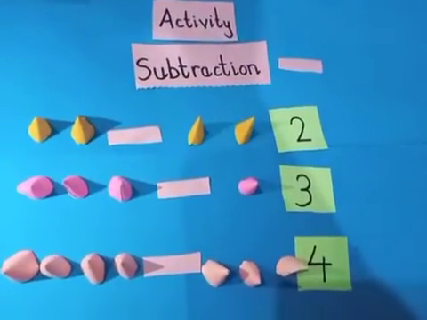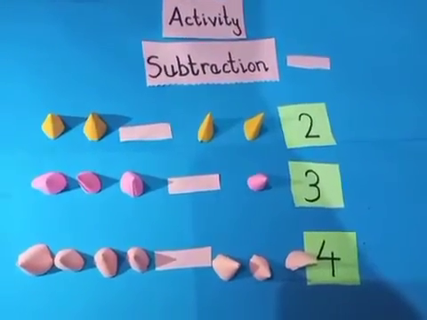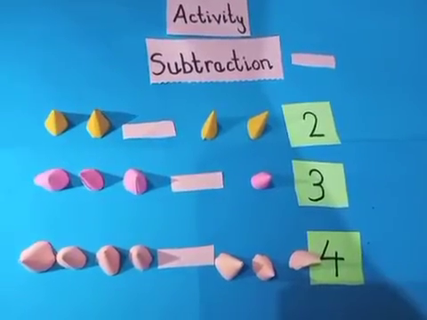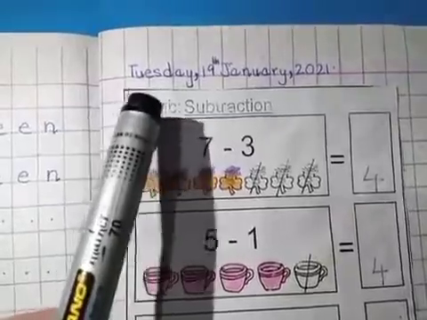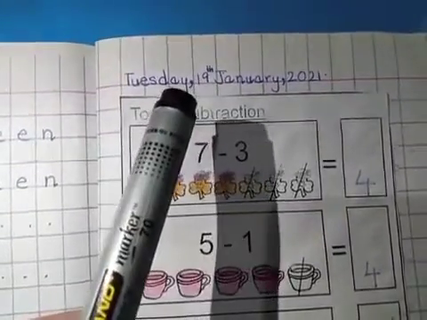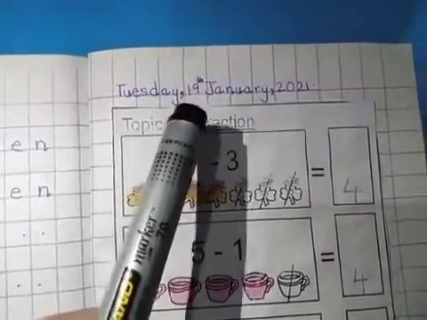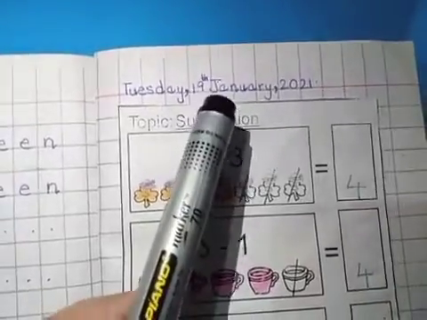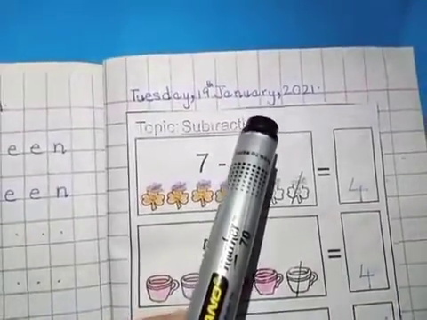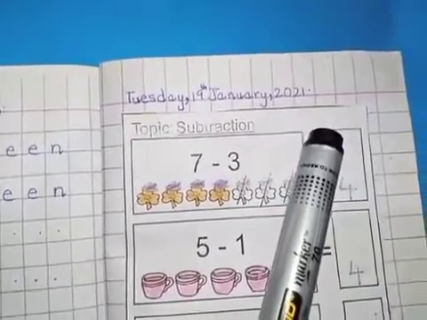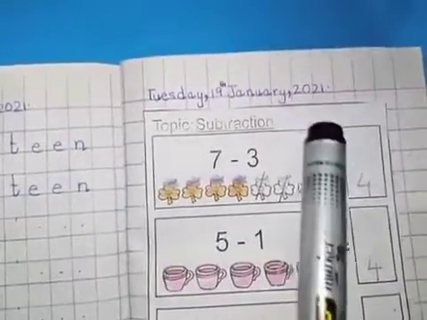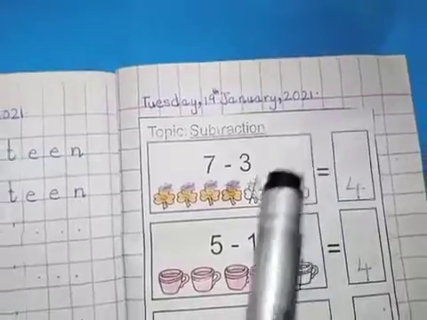Okay, students, open your copies, sharpen your pencils. Let's start our copy work. Okay, students, first of all, you will write a date. Tuesday, comma, 19th January, comma, 2021, full stop. Your letters must touch this line. Your writing should be very neat.